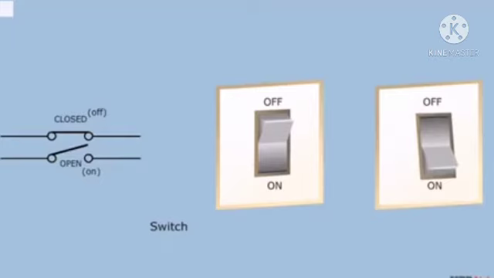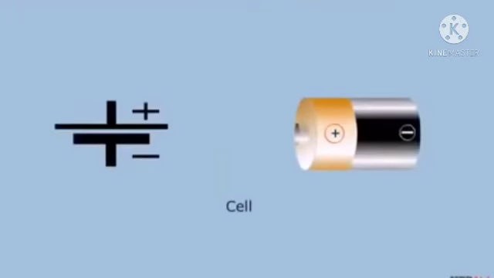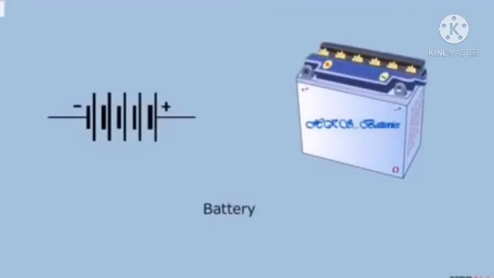It is shown in both the on and off positions of the battery. The thin long line represents the positive terminal and the thick short line represents the negative terminal. Battery: the combination of two or more cells is called a battery.